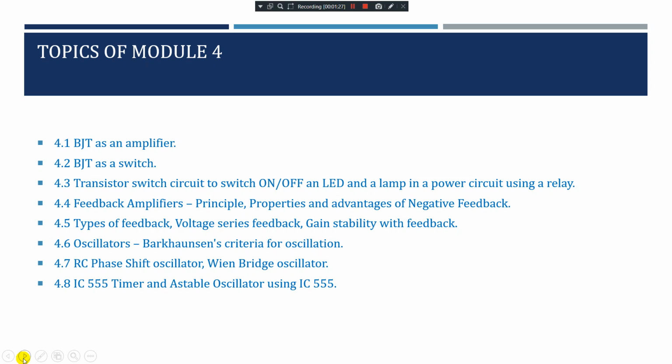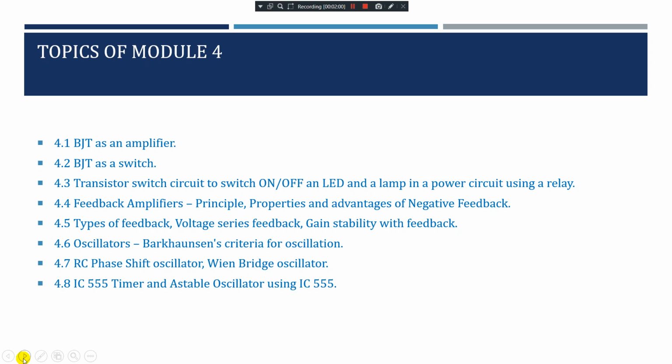Coming to the lamp, if you want to connect 230 volt, 120 volt, or 110 volt bulbs, you cannot directly connect them to a transistor, because a transistor works at very low voltages. To achieve this, we have a particular device called a relay. A relay will be used with the help of a transistor to switch on or switch off a particular lamp. A lamp is nothing but a higher voltage load.